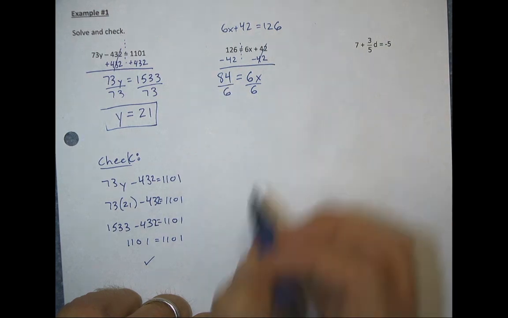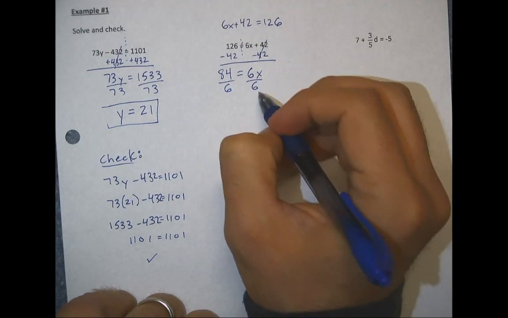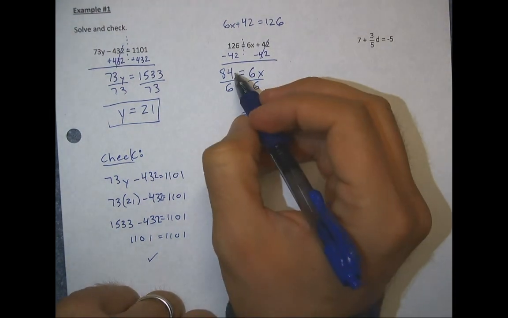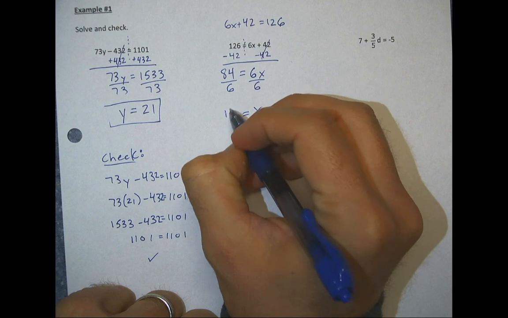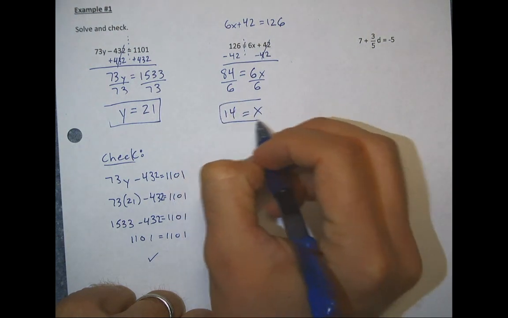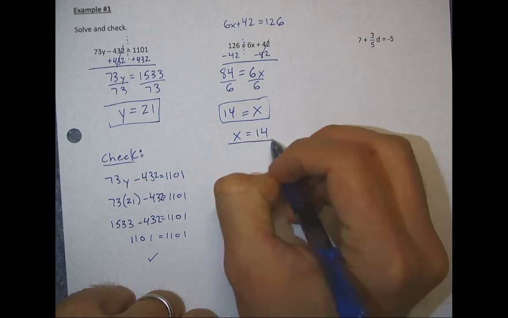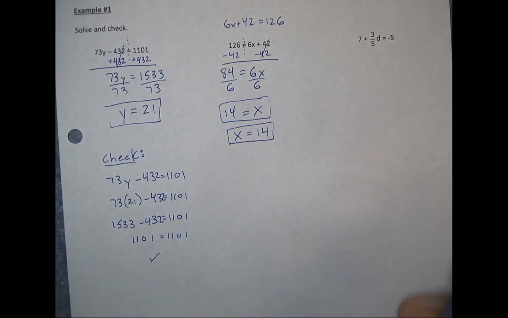If I divide, I can reverse this. So 6 divided by 6 is a 1x. I've now gotten it by itself. And 84 divided by 6 is 14. This is a good answer. 14 equals x. Again, if you prefer, if you're just so used to it that it bothers you that you want x on the left side, you can certainly flip it and you haven't changed anything.